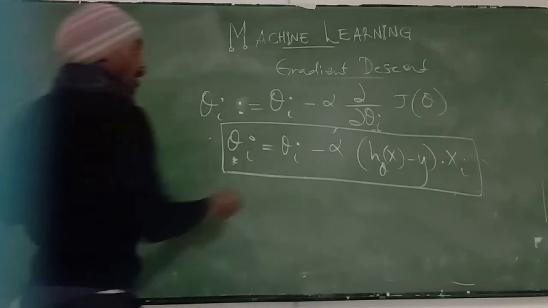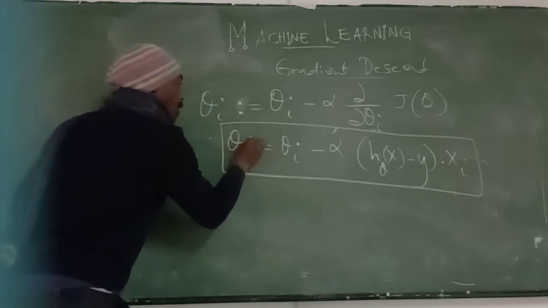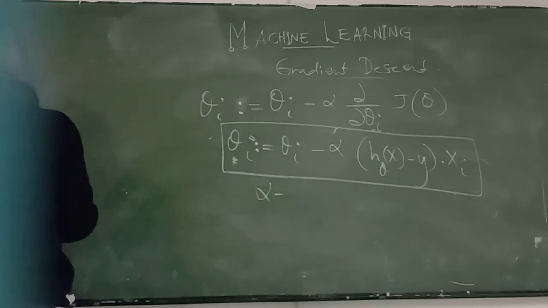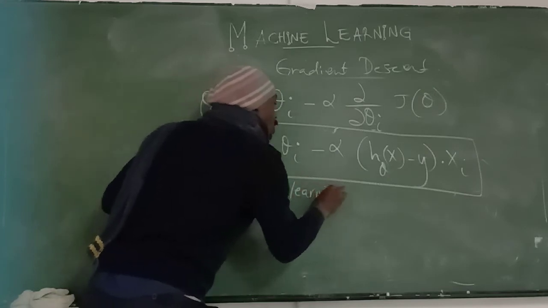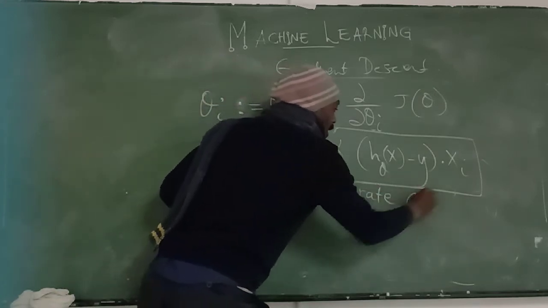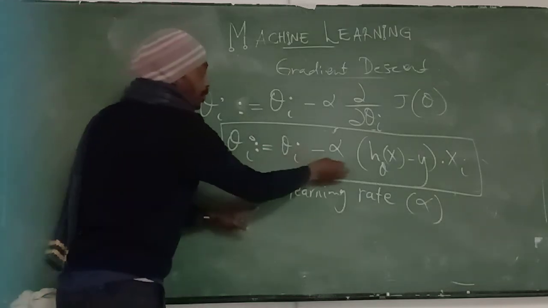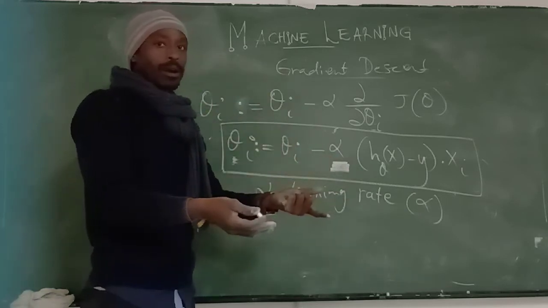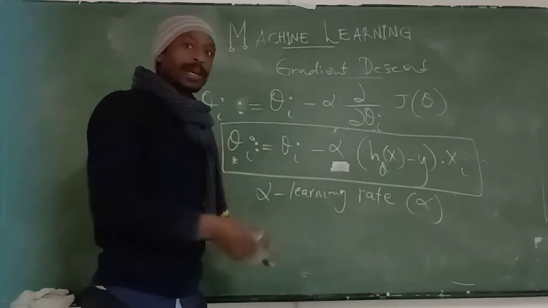And remember that in this algorithm, alpha here is the learning rate. The learning rate is alpha. This alpha actually tells us how large, or how small, the steps are that we take towards the steepest gradient descent.